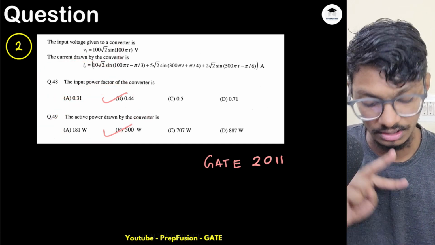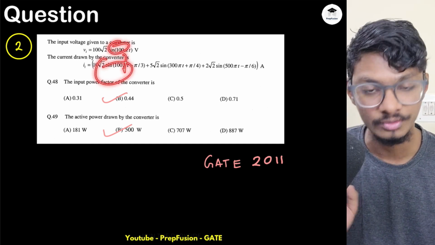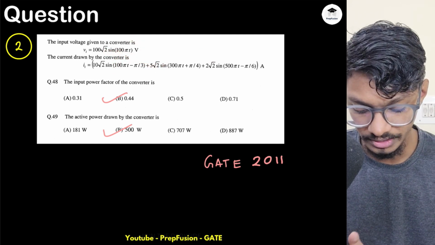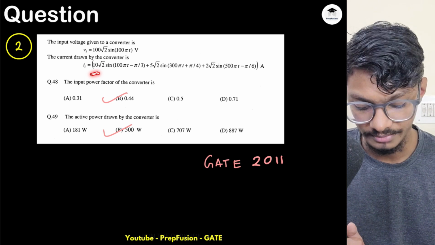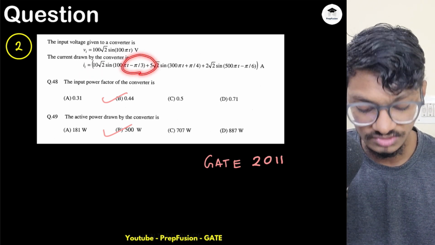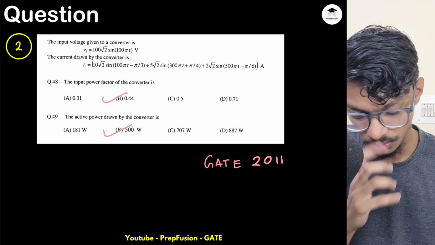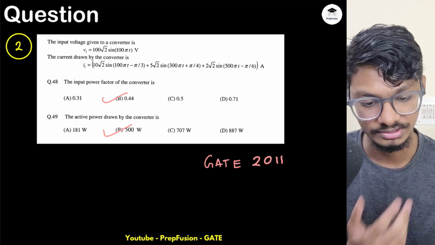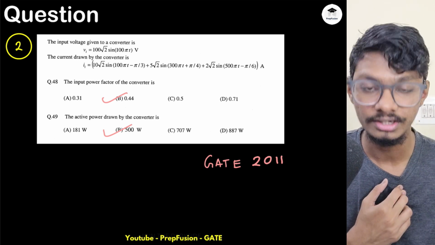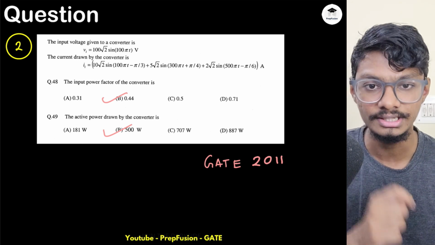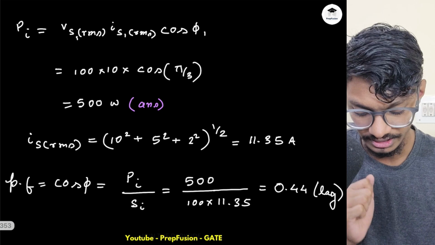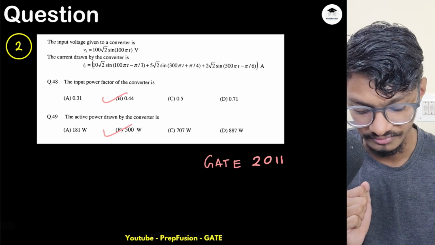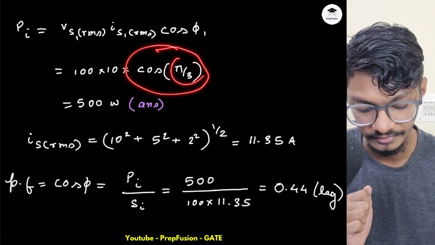Simply, the frequencies which match. Here only the 100 pi frequencies match, everything else doesn't match. The power due to all the other components will be 0. So what will this be? This will be V1 RMS into I1 RMS into cos phi 1. Phi 1 is pi by 3, that is 60. So the fundamental component is lagging by 60. The fundamental displacement factor is basically cos pi by 3, that is half. Here I have just computed that Vs1 RMS is 100, and I will divide this by root 2. Is1 RMS is 10, and I will divide this by root 2, and then I will multiply by cos phi 1. Cos phi 1 is cos pi by 3, so this will be half.